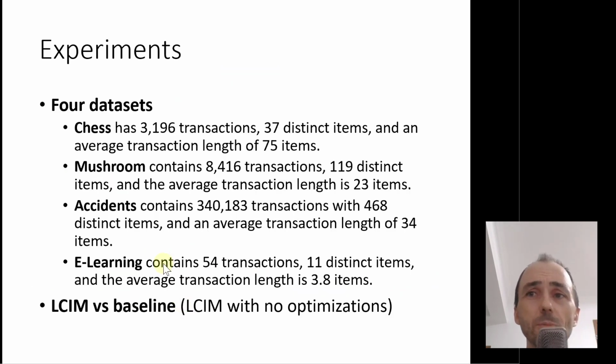So we did some experiments to evaluate our algorithm. We use 4 databases used in pattern mining, and one of them is a special database called e-learning about the learning. Okay, and it has the real cost and utility values. So this is very interesting to test our algorithm to show it is useful in real life. So we compare 2 versions, LCIM and a baseline that is LCIM without the optimization.